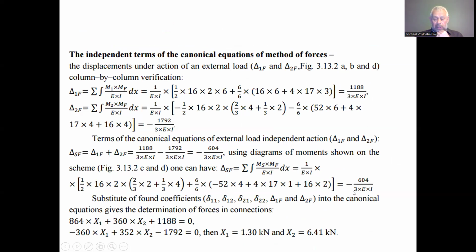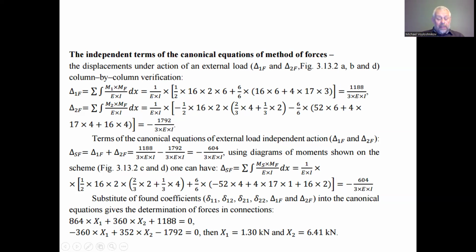And finally, we have the displacement direction of the external load in the generalized direction of two displacements in the direction of the one cutoff link and the second one together, just algebraic total. We have for the elastic mechanical system minus fraction 604 divided by 3 by EI. So this is the same. So the correctness of finding the free summands of the canonic equations is thus confirmed.